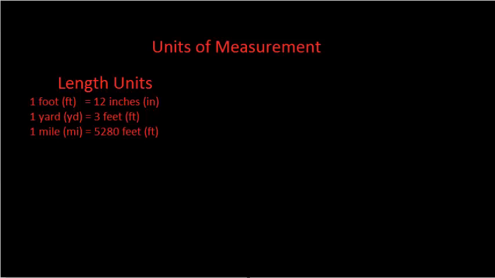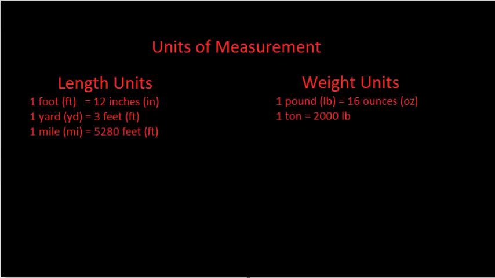Now we've been using units of measurement in our calculations up until this point, but let's take a closer look at the English and metric units of measurement for length, weight, and volume. Our English measurements for length are inches, feet, yards, and miles, where 1 foot is equal to 12 inches, 1 yard is 3 feet, and 1 mile is 5,280 feet. The English measurements for weight are ounces, pounds, and tons, where 1 pound is 16 ounces, and 1 ton is 2,000 pounds.